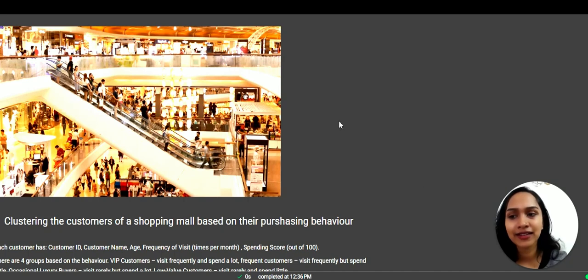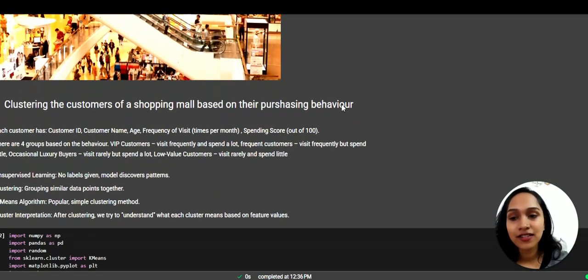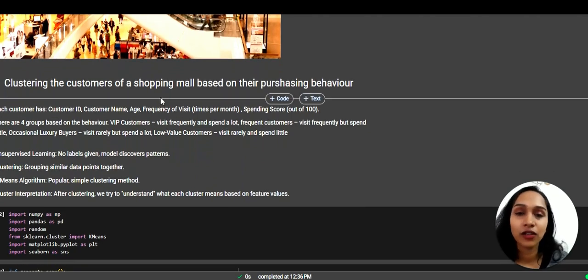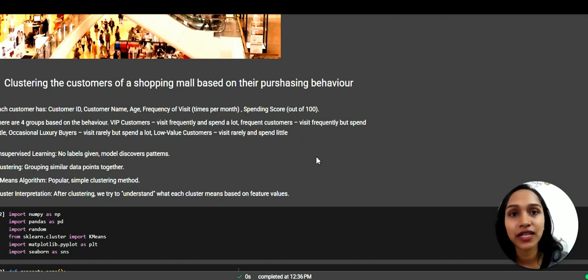We will not understand every aspect of the code, but we will see how our machine learning model is automatically finding out the hidden structure or learning the patterns from the data, and it automatically clusters the customers. So here, the clustering of the customers of a shopping mall is based on their purchasing behavior.